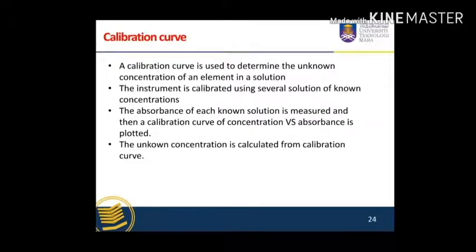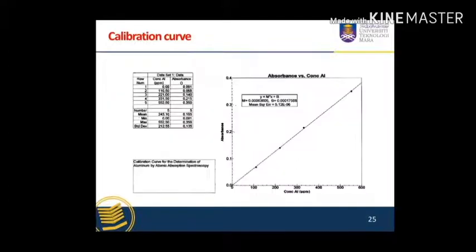All right. Finally, we can construct a calibration curve to determine the unknown concentration of an element in a solution. First, we calibrate the AAS instrument using several known concentrations. The absorbance of each solution is measured, and then the calibration curve of concentration versus absorbance is plotted. So the unknown concentration is calculated from the calibration curve.